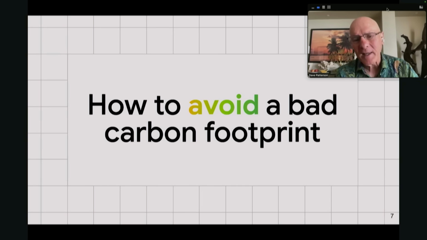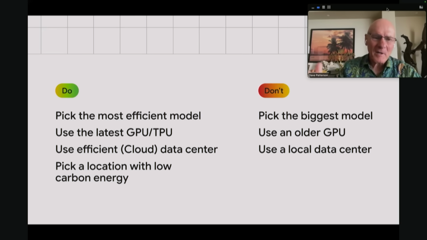What do we do to avoid that? Well, don't do the things on the right, do the things on the left. Get the most efficient model, the latest GPU, and use a cloud data center. People have been building those for 20 years. The hyperscalers know how to build them with very low overhead. And as long as it's in the cloud, let's go someplace that has very clean energy.